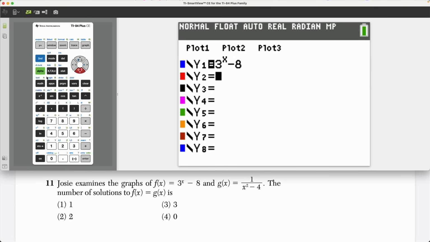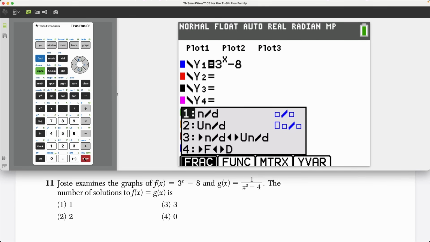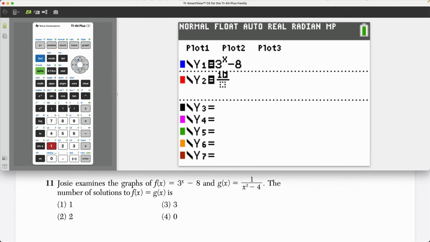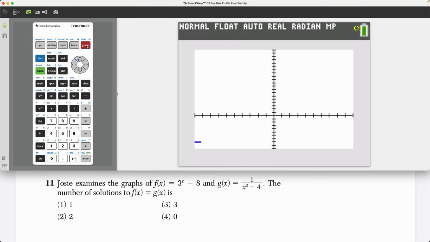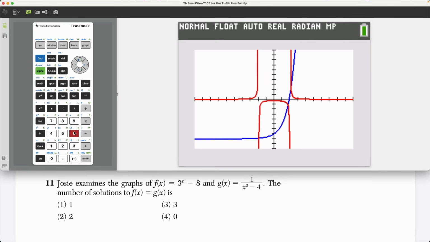And then for g of x, I'll write alpha y equals enter to make a blank fraction, and then we have 1 over x squared, and then minus 4. And I press graph, and this could be a little bit tricky to see here. Let me just go back to Zoom 6 standard. And actually here we could see everything that's going on. The number of solutions is equal to the number of points where the red and the blue intersect. And notice that we have a point of intersection here, here, and here. So there's 3. So choice 3 is already looking good.